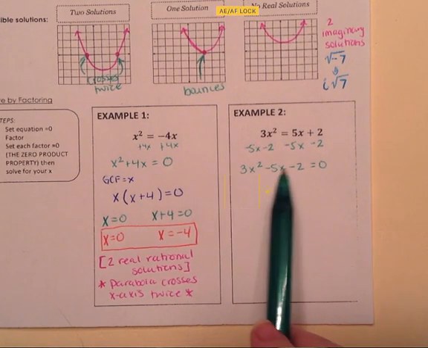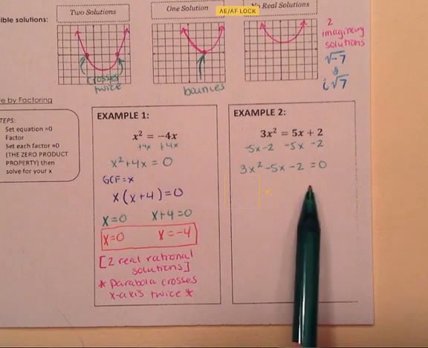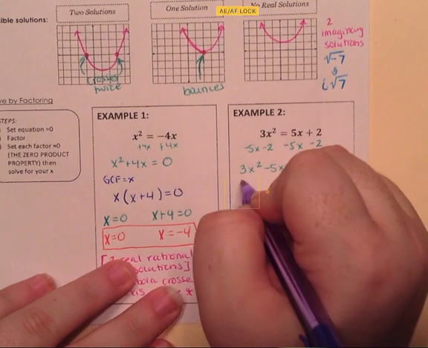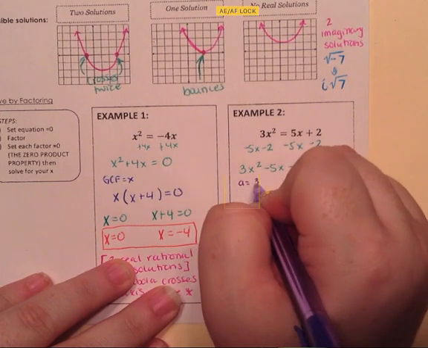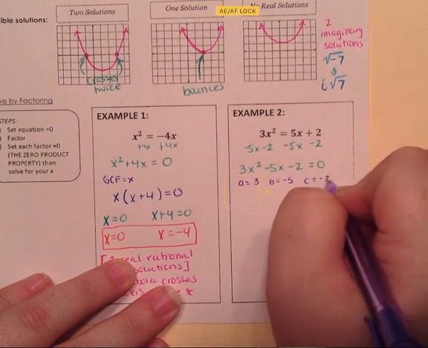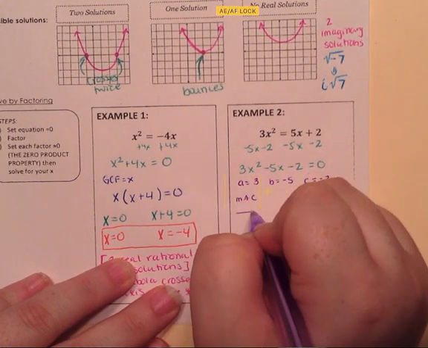Now, we still have 3 terms left over. So in order to factor out our 3 terms, we would use MACAB, or another term of that is AC method. So we have to know what our A, B, and C are. A is equal to a 3, B is equal to a negative 5, and C is equal to a negative 2.